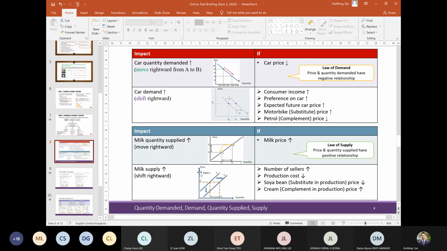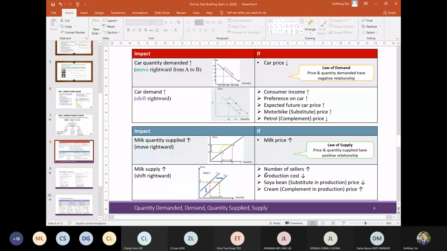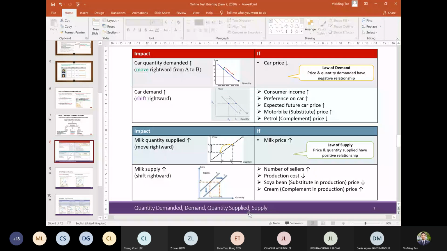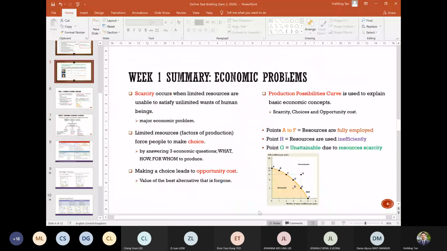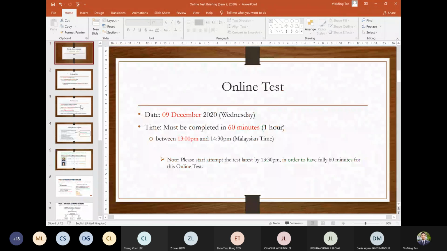Then how about the supply side? Supply side is also the same. Only the price of the product will move along the supply curve. That means it's moving along the same supply curve. So when will the supply curve either shift to the left or shift to the right? This all depends on the number of sellers that produce the same product or service, and also depends on the production cost, and also the price for the substitute in production, plus the price.